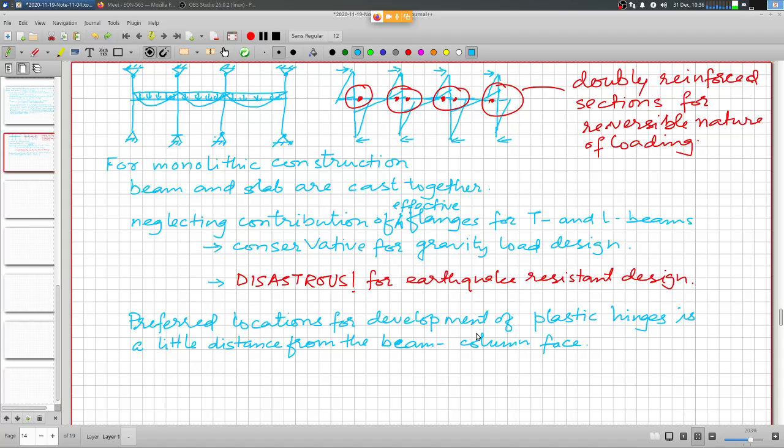Now, why do I say that a little away from the beam column face? Because maximum moment, of course, happens at the beam column face. So, why move away from the beam column face? Any ideas? And avoid development of plastic hinges in midspan.